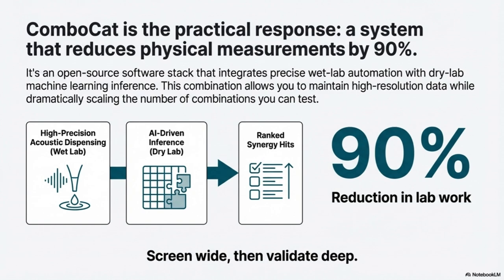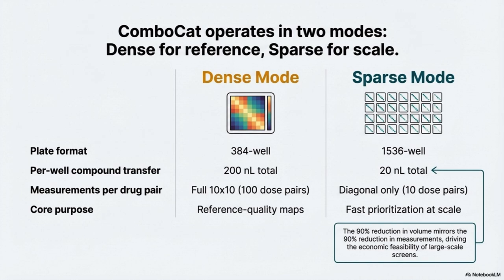Okay, let's unpack this then. Before we even get to the AI, what exactly is Combocat? How is it structured? Fundamentally, it's an open source software stack, but it treats screening not as a bunch of separate steps, but as one integrated end-to-end system. It gives you a standard path from your compound plate all the way to a final synergy ranking. And it has two distinct modes. First, there's dense mode. Think of this as your reference standard. It measures every single dose pair in that full 10 by 10 matrix, all 100 points. You use this when you need absolute top-tier reference data for just a few pairs.